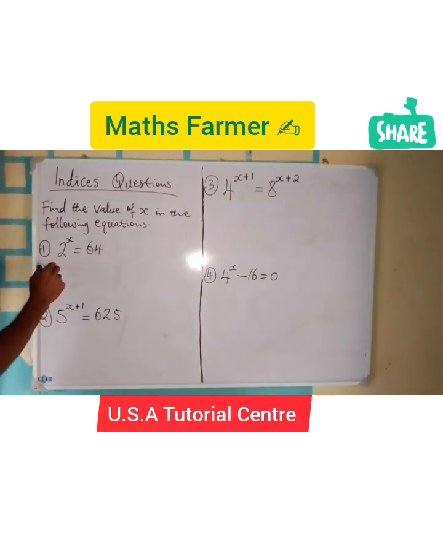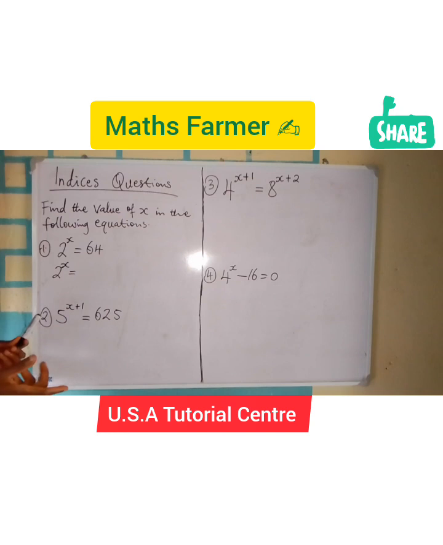Now, what you have here is 2 raised to the power of x is equals to, you now ask yourself, 2 raised to the power of what will give us 64? That means 2 raised to the power of 6. Yes, 2 raised to the power of 6 is 64. In this case, based on the law of indices, the same base law, when the bases are the same, that means their indices are equal. Therefore, x is equals to 6.